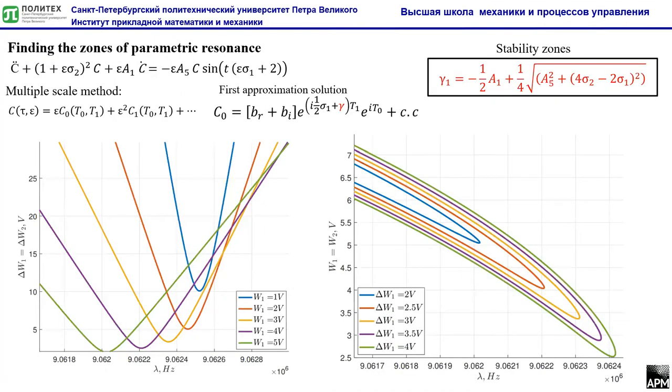Now let us consider the dynamics of the resonator with parametric excitation of oscillations. Consider a linear model, and by solving this linear equation by the method of multiple scales, we can construct the transition curves, that is, find the region of parametric resonance. The slide shows the transition curves for different values of the DC and AC voltage components. This means that we can find areas of stable motion for a nonlinear system.